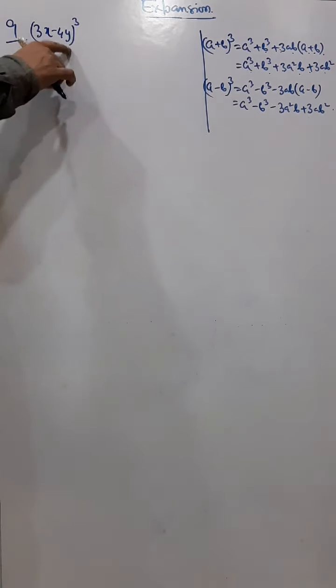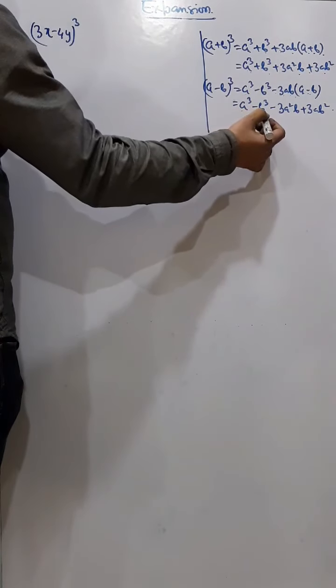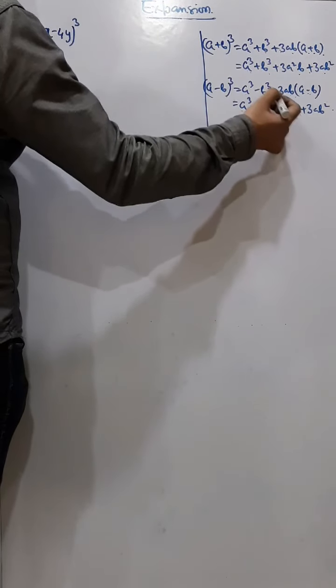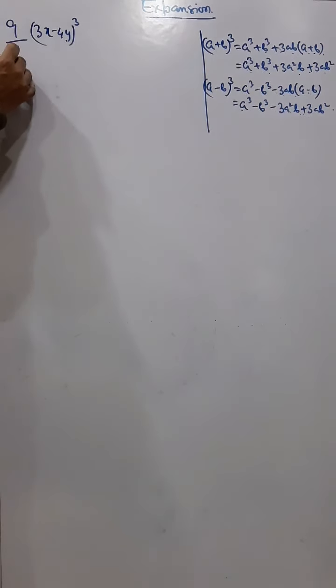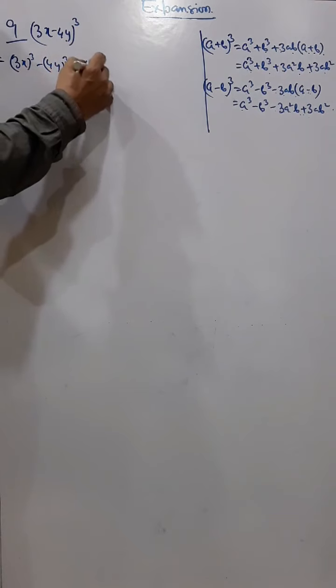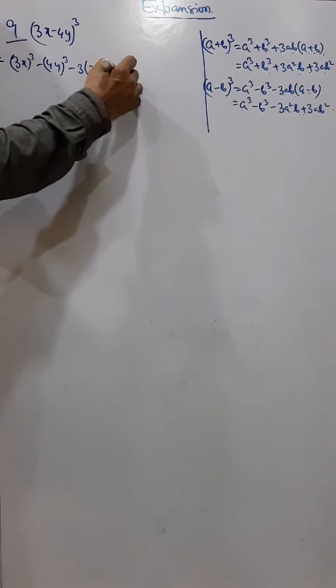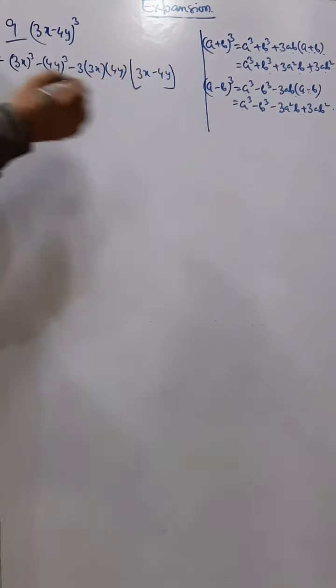Now this sum will be a minus b whole cube. So as I have told you, we'll use this formula: a minus b whole cube, a cube minus b cube minus 3ab bracket a minus b, and then we'll simplify: a cube minus b cube minus 3a square b, and minus minus becomes plus 3ab square. So this is a and this is b. So a cube minus b cube minus 3 into a into b, and then bracket a minus b.